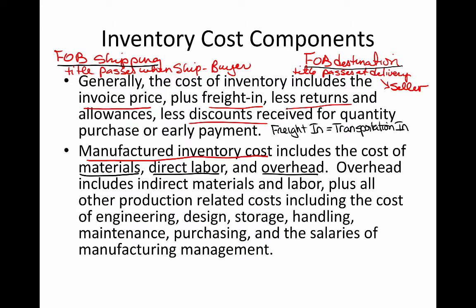So what do you include in the cost of inventory? You include the cost of the inventory itself, its invoice price, plus any freight that the buyer pays to bring the inventory to where it's going to sell it from. You subtract out any returns, any allowances on that inventory given to you by the seller. You subtract out any discounts that are received from the seller because you either bought in bulk or because there was an early payment. A couple of terms you need to be aware of.